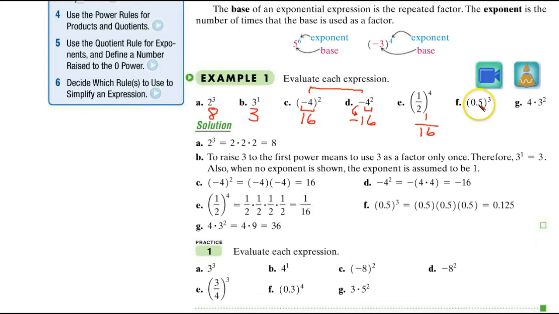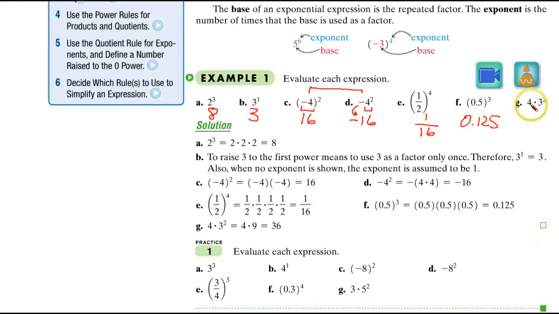Now here, this is interesting because it's 0.5. Well, 0.5 times 0.5 is 0.25. 0.25 times 0.5 is 0.125. So this is a perfect cube here. Perfect fourth, a perfect square. This is just to the 1st power. This is a perfect cube.